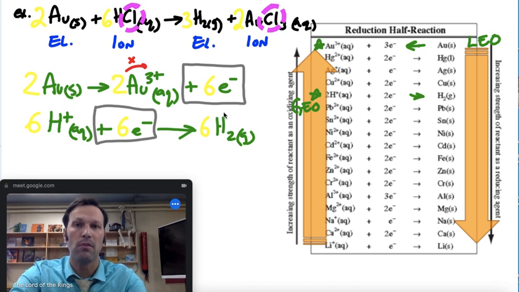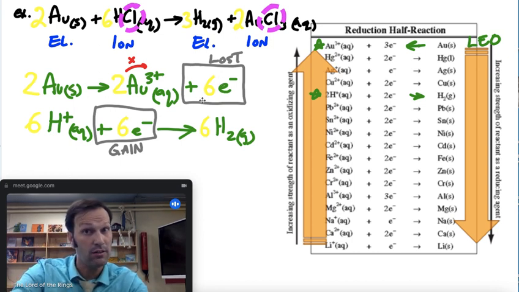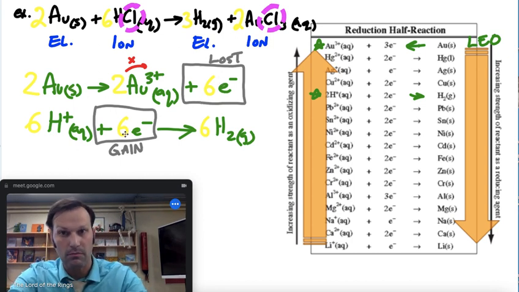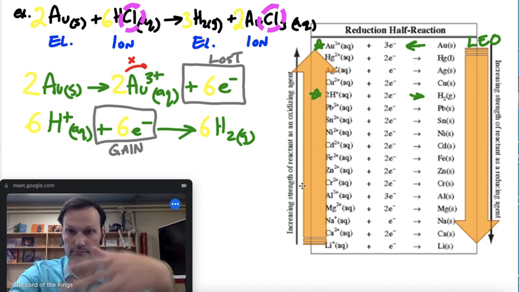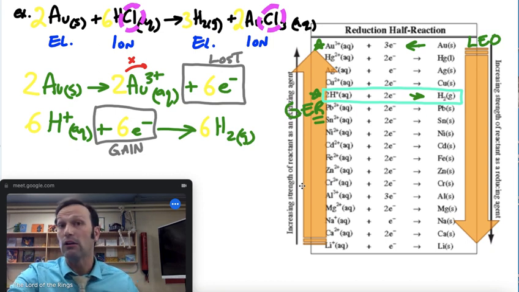I want to bring up something, though, first. See how we lose electrons over here? We gain electrons over there, right? So these have to balance out. Remember that balancing this means if we lose electrons, like gold lost these electrons, and then it gave them to hydrogen so that it could become all of these hydrogen ions. There we go. Now let's look at the table.